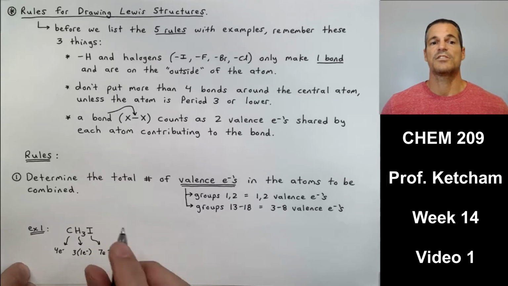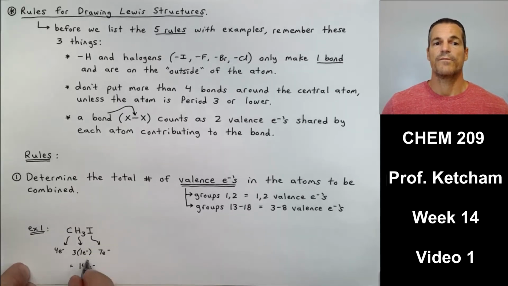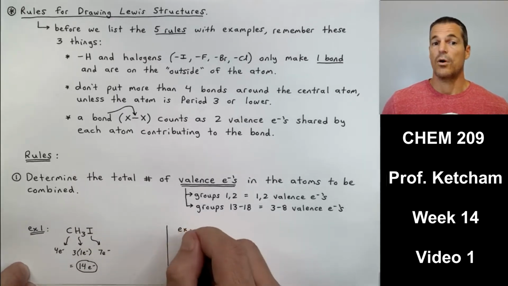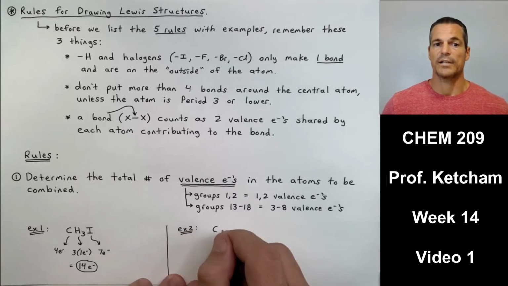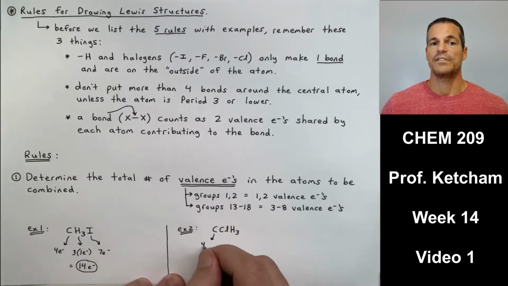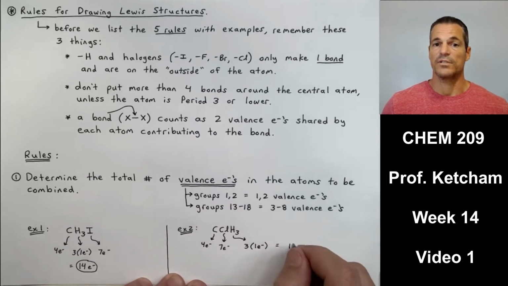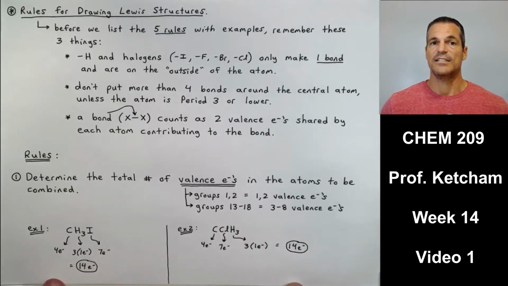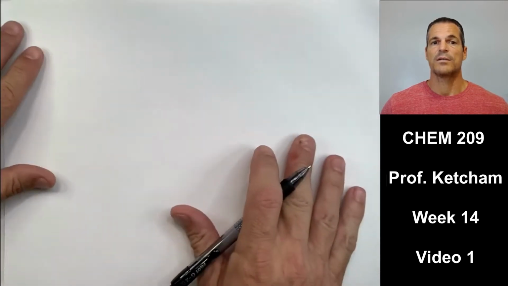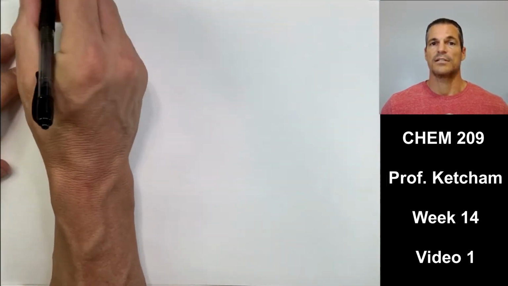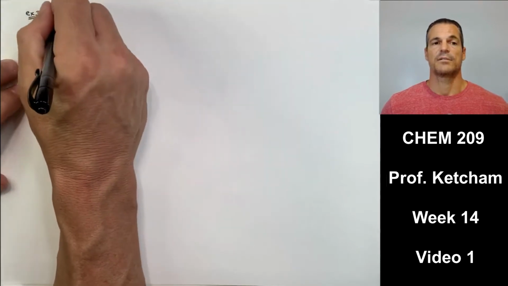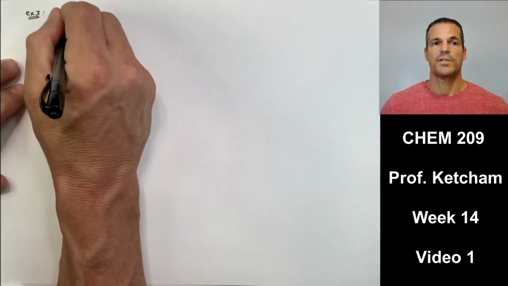Example 1, CH3I, carbon, 4 electrons. Hydrogen total, 3 times 1 electron. Iodine, group 17, 7 electrons. Example 1, CH3I has 14 total electrons. CClH3 in the same way also has a total number of valence electrons, okay? So this is rule number 1.